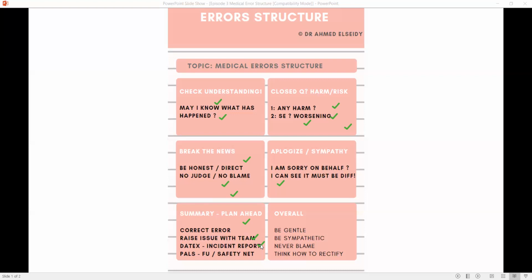The last thing, overall, you should be gentle, you should be sympathetic, and you never blame or defend anybody. You do not put blame on anybody. This is not your job. You are not the one who is investigating. And always think how to rectify, how to plan ahead with the patient, how to correct the error for him, and how to raise that concern so we learn from it and we avoid that from happening again. So this is how to deal with any medical error station.